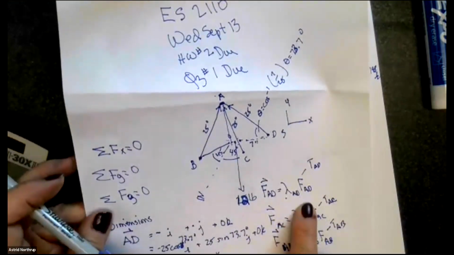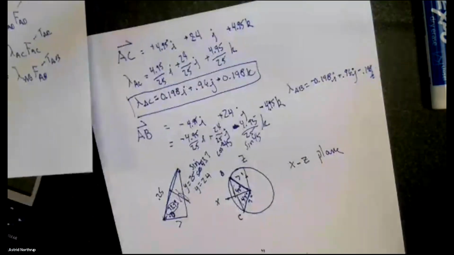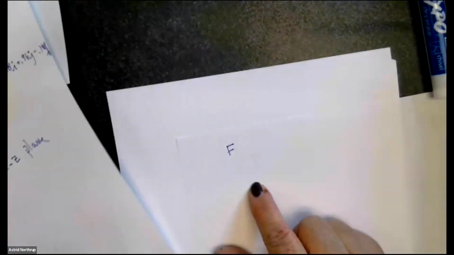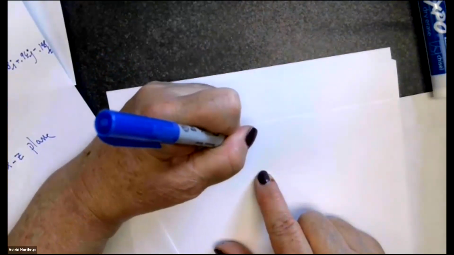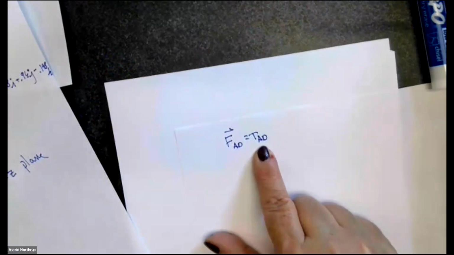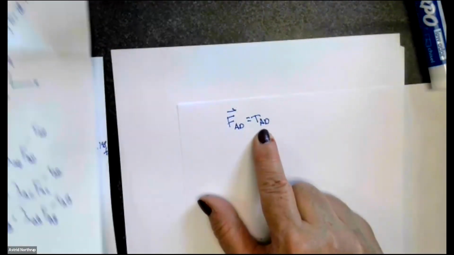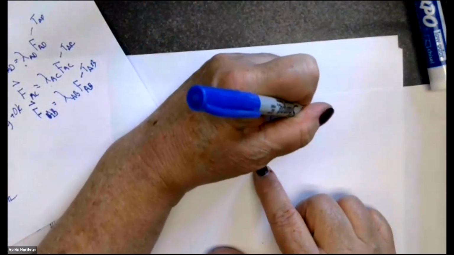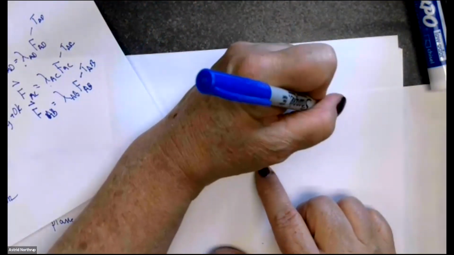All right, so then I know that all I have to do is multiply each of those by the tension in each of the cables. And I've got the vectors that are going to be used for this problem. So let's set up the vector force in AD. It's going to be equal to the tension in AD, which is an unknown, times lambda AD, which is this: negative 0.28 i plus 0.96 j plus 0k.